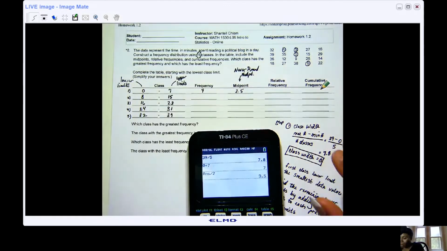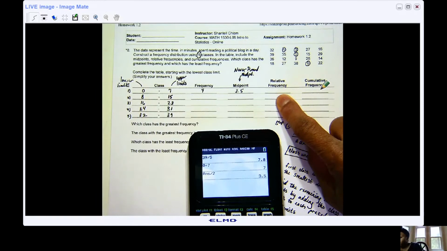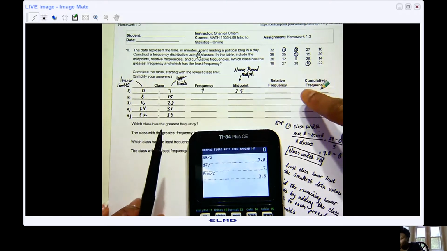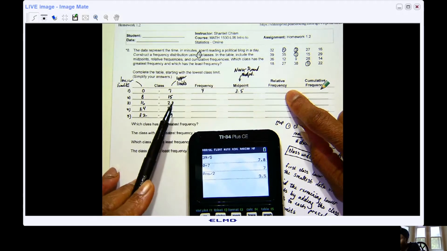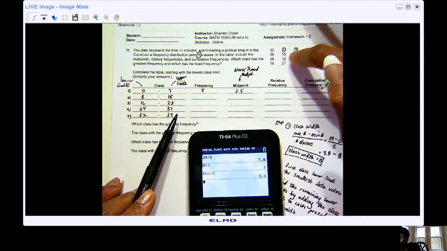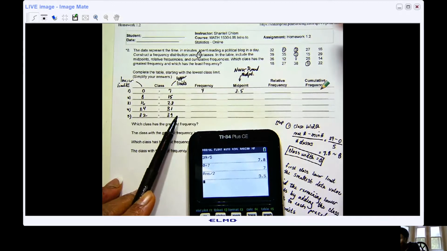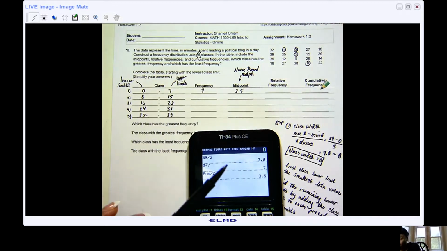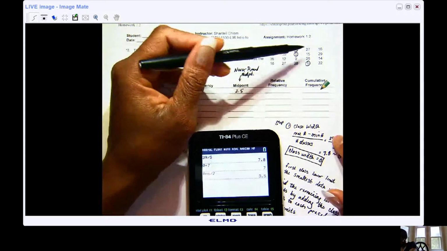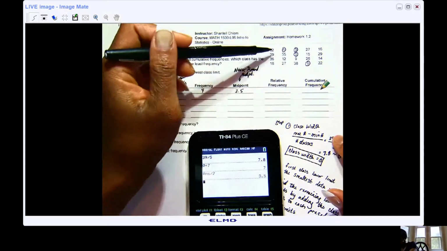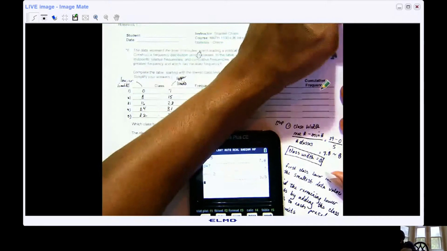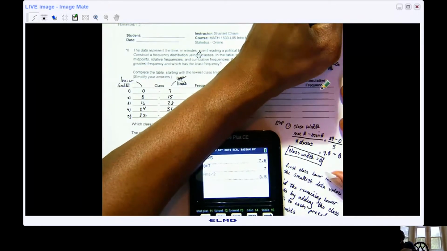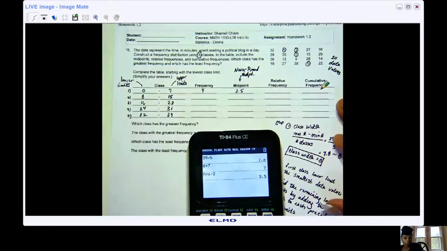Okay? The relative frequency, well, that is simply of the whole data set, counting how many belong to each individual class. So we need to know how many data entries we actually have, and of that total, how many belong to each class. So there are 1, 2, 3, 4, 5 columns of 4 data values. So there are 20 total. 20 data values. 20 total.